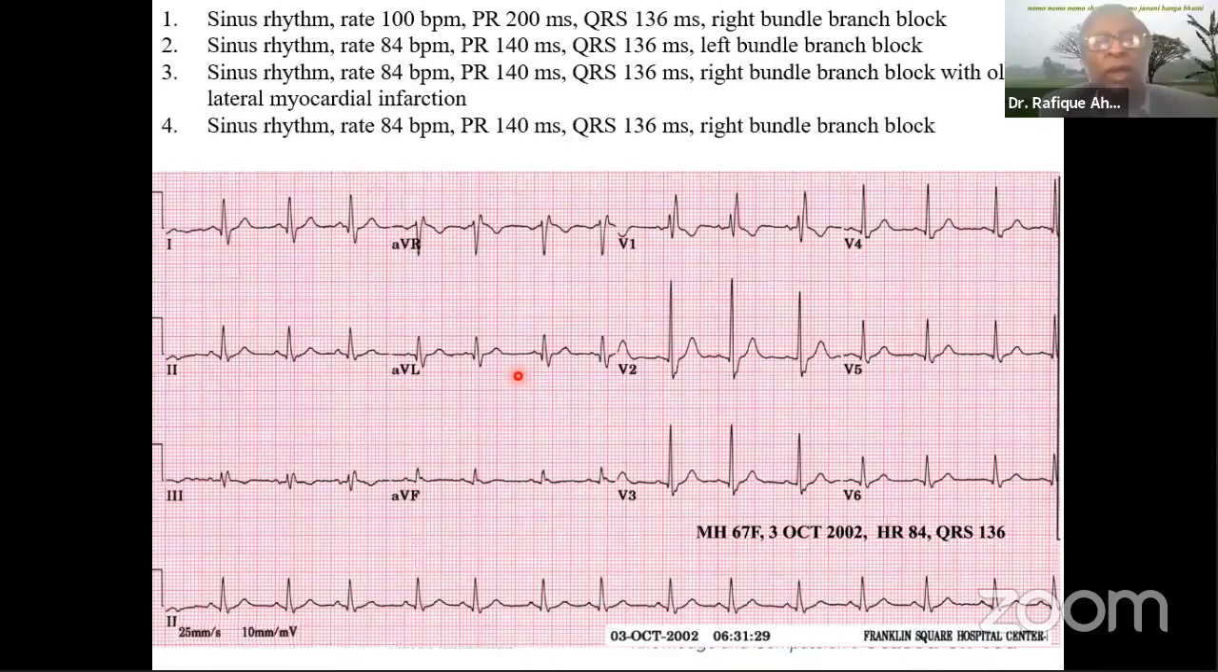Thank you. So we want to start a thinking process. There is a Q wave. I wanted to find out if we can recognize that. So this is a Q wave, but it's not a pathological Q wave because it is not wider than 1 box, which is 1 millimeter, or deeper than 25% of the QRS complex. So the correct answer is number D, sinus rhythm with PR interval 140 millisecond, rate 84, QRS 136, and right bundle branch block.